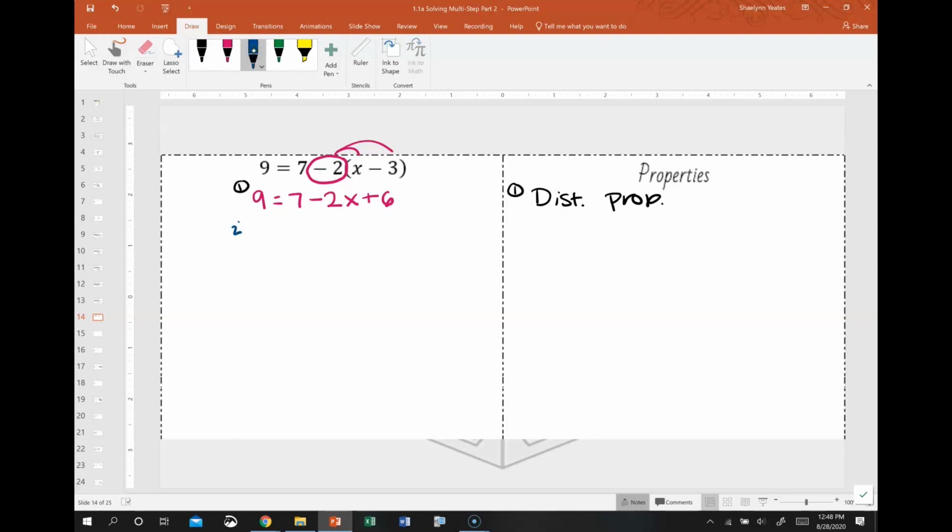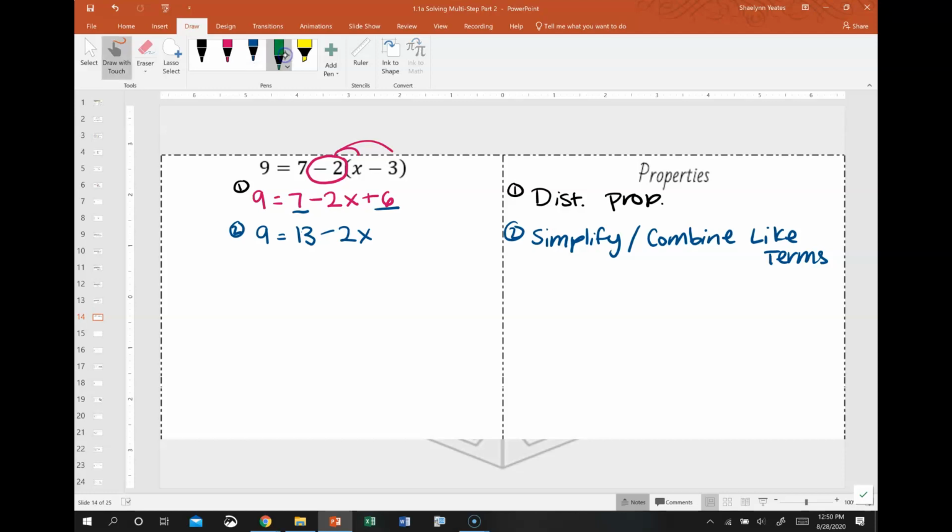Alright, so then our step 2, I'm going to just simplify or combine like terms. So 9 stays the same because there's nothing for it to simplify with. But we have a 7 and a 6 we can combine into the number 13. So you have 13 minus 2x. Alright, so now you'll also notice that we have 9 equals 13 minus 2x. So my second step was just to simplify or to combine like terms.